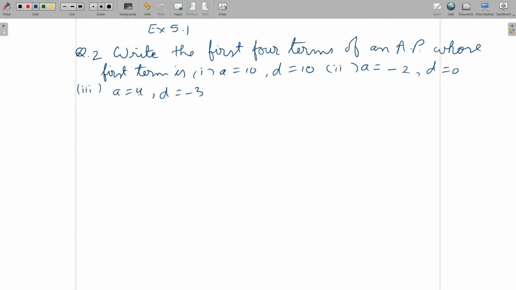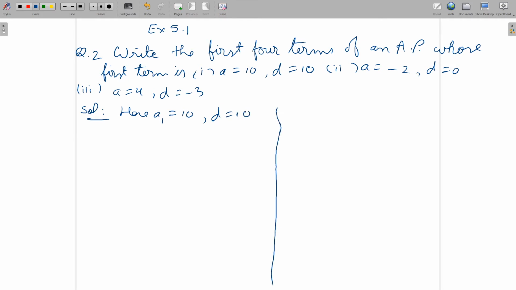Exercise 5.1 question number 2. Write the first four terms of an AP whose first term A equals 10 and D equals 10. Now let us do the first part. So the solution is: here A equals 10. A is actually the first one, that means A1. So we take A as A1. A1 equals 10 and D equals 10.